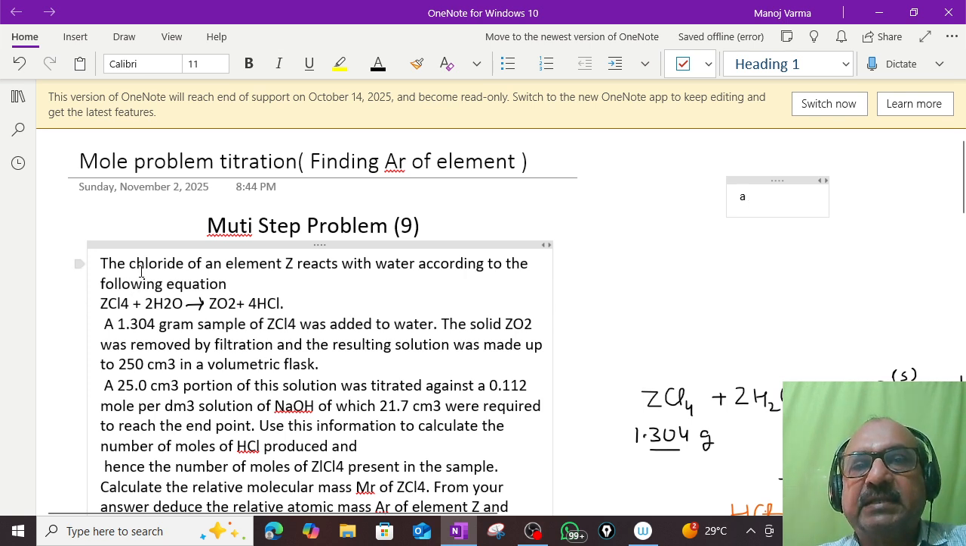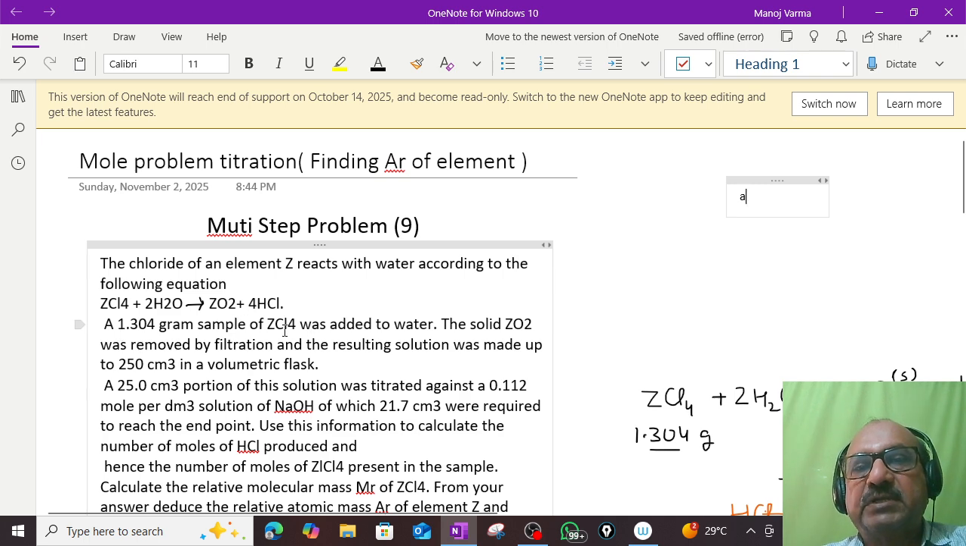So the question goes like this: the chloride of an element Z reacts with water according to the following equation. ZCl4 plus 2H2O gives ZO2 plus 4HCl. A 1.304 gram sample of ZCl4 was added to water. So in this type of question it is always better that we try to picturize what's happening so that we can keep track of all the steps. So I have done that and I'm going to show you. So let's try to picturize what is happening.